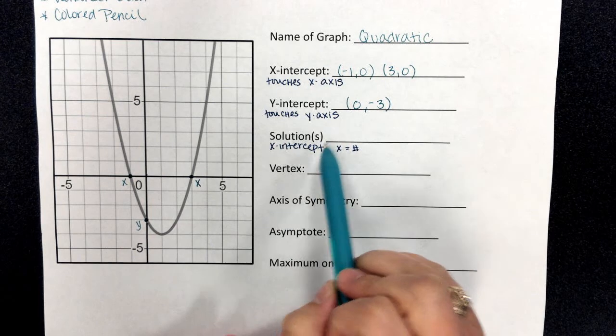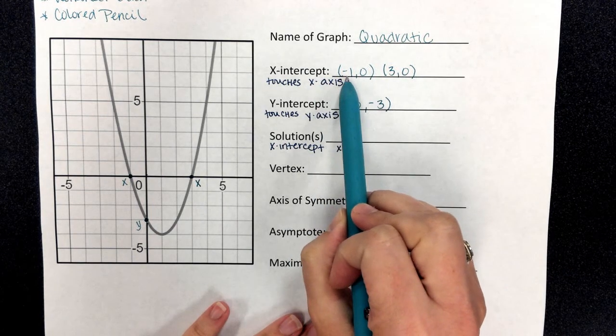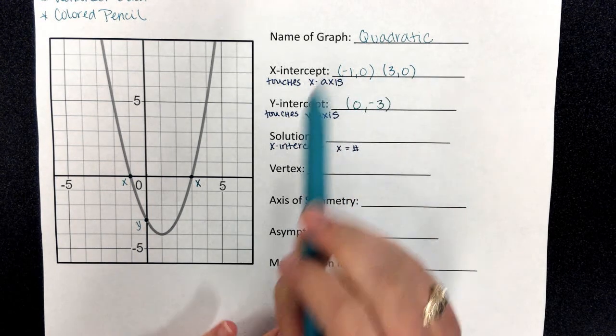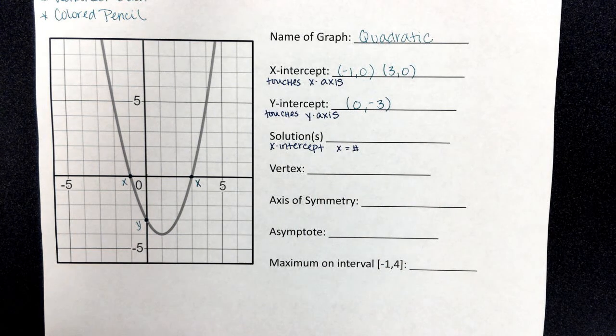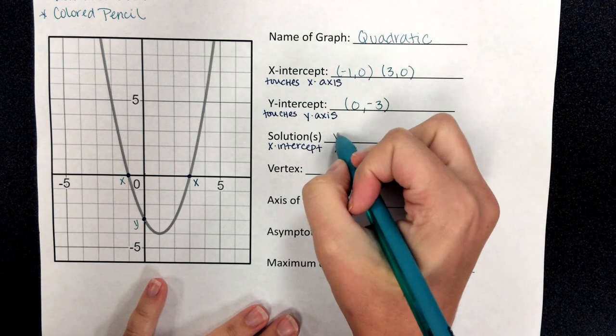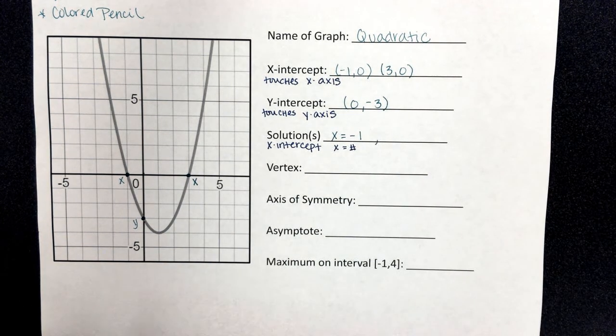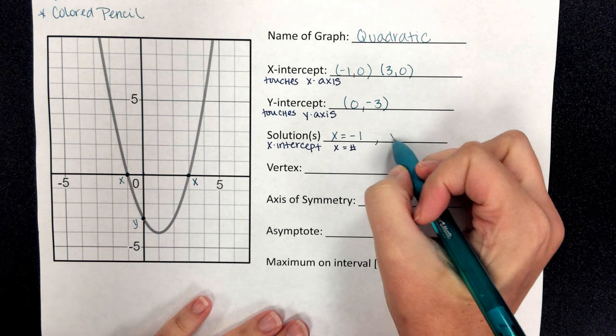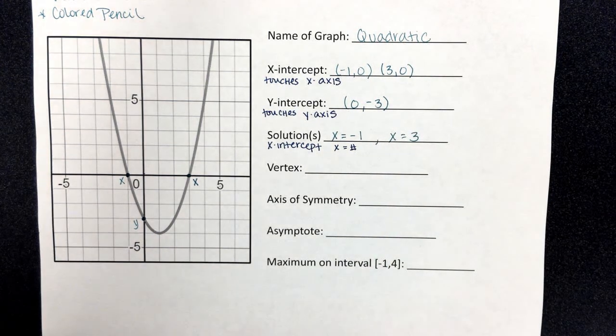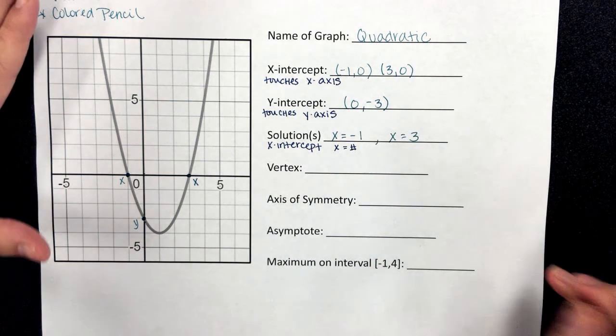Okay? So, if my first x-intercept is -1, 0, how do you think we're going to write our first solution? KK, how do you think we're going to write our first solution? X equals -1. Perfect answer. Anybody else yell out my second one? X equals 3. Very good, Hannah. All right.